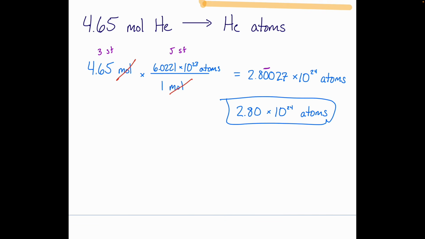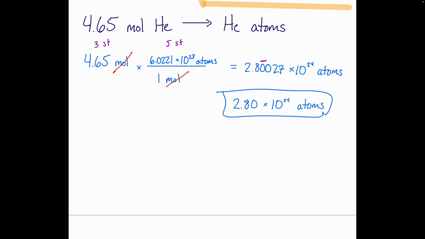Okay? All right, so then I want you all to try to do one on your own here. If I had 3.99 times 10 to the 21 H2O molecules, how many moles of water would I have?